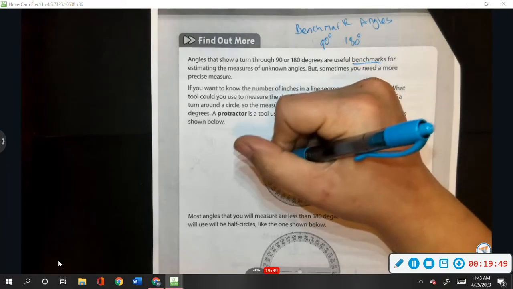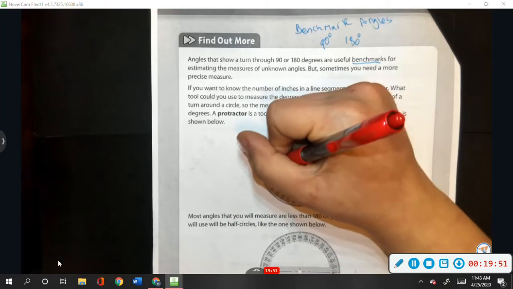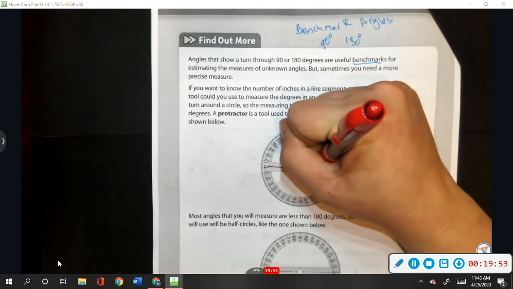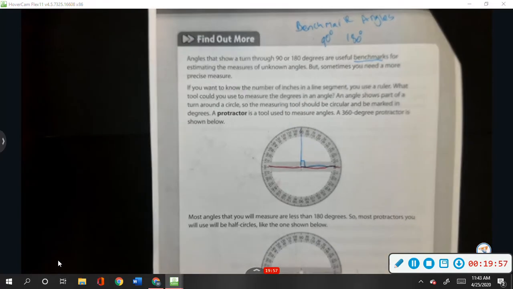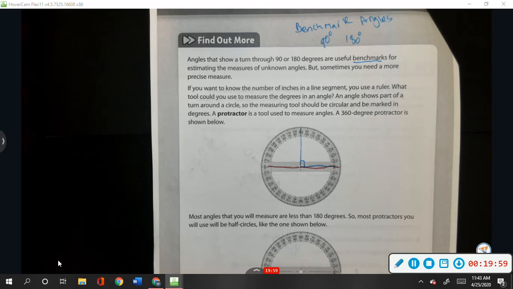A 180-degree angle is a perfectly straight line. If you want to know the number of inches in a line segment, you use a ruler. What tool could you use to measure the degrees in an angle? Okay, so this is just introducing the protractor.